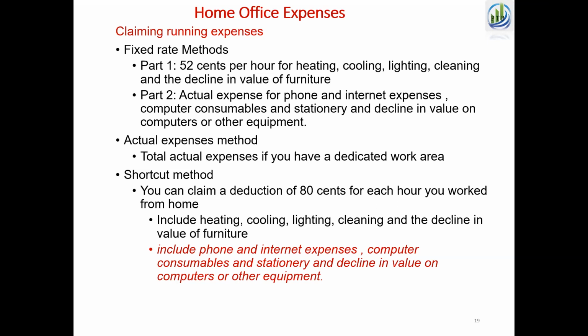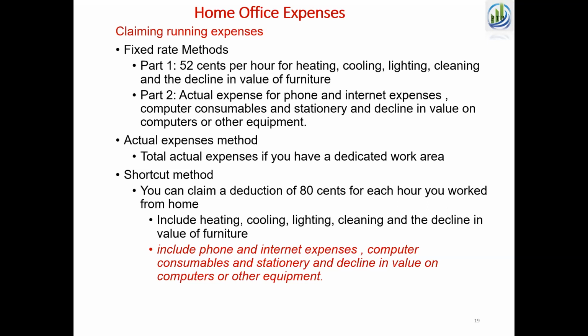The last one is the COVID rule or COVID method, which they introduced now, the shortcut method. Most people are very excited with this rule. However, you must understand that this rule is different from the fixed rate method. They increased it by 28 cents per hour. You can claim 80 cents every hour you work from home, but that 80 cents includes two groups of expenses. Number one, heating, cooling, lighting, cleaning, and declining value of the furniture, same as the 52 cents above. Very important.